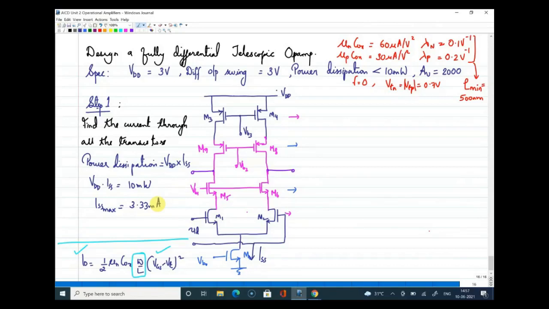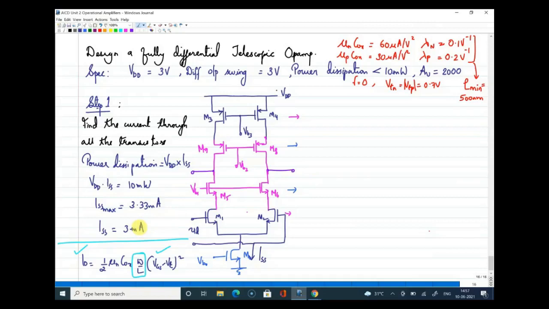So even though ISS max is 3.33, generally we will not go with that maximum current, because we may need some current even for the biasing circuits. So some part, maybe 1/10 or some portion of current from the main branch, needs to be circulated through the biasing part. So we will not take the entire 3.33 milliampere as the ISS current, rather we will allocate ISS current of say some 3 milliamps. Now from here on, you'll be wondering when you do design.